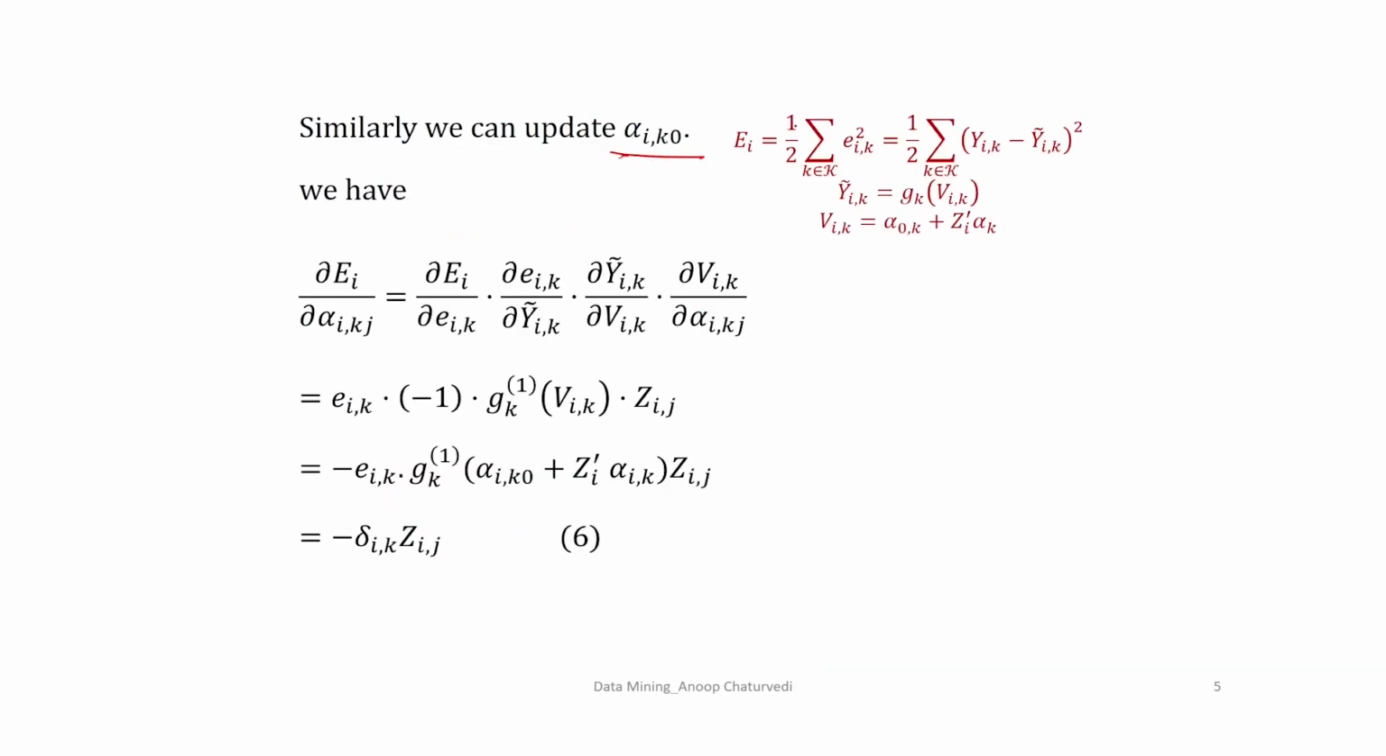Remember, E_i is equal to 1 upon 2 summation over k of E_ik square, which is equal to 1 upon 2 summation of y_ik minus y curl_ik whole square.